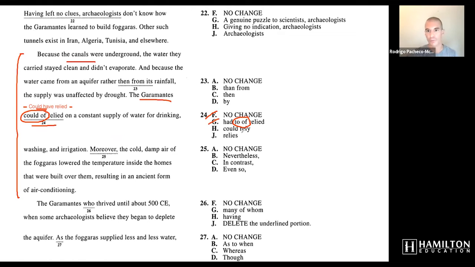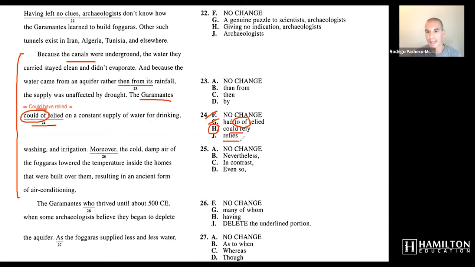H, could rely. This is our correct answer. There are no grammatical issues. And it works with the context. So the Garamantes could rely on a constant supply of water. This is something that they could do based on the things that they accomplished in creating this system. That's why H is our correct answer.